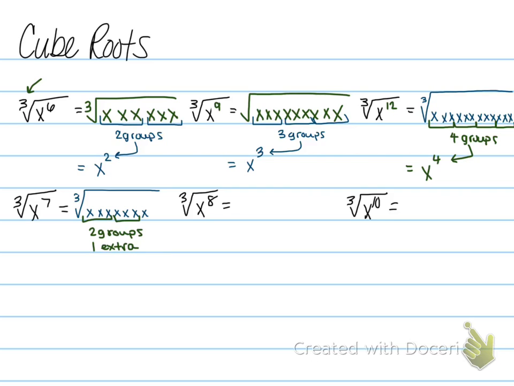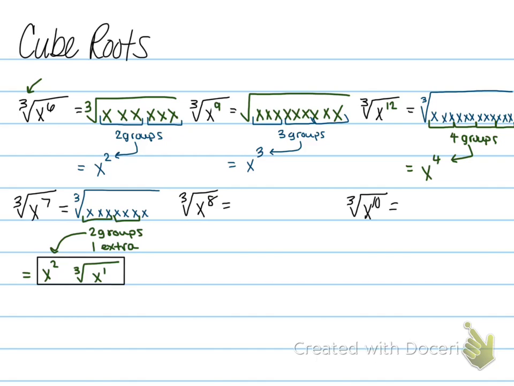If you remember what happened with our square roots, anything extra stays inside of the radical sign. So my 2 groups is going to give me x squared, and my 1 extra is going to stay inside the cube root symbol. This would be my answer when I simplify it. This is the same idea as when we did square roots.